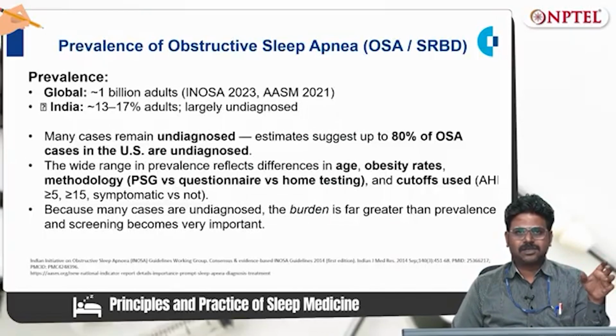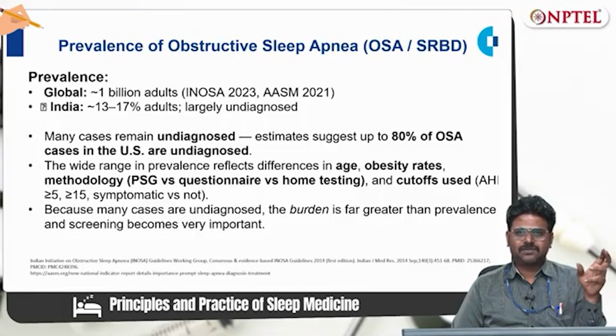The prevalence of obstructive sleep apnea is around 1 billion adults at the global level, according to INOSA 2023 and AASM 2021. In India, around 13 to 70% of adults are affected. The majority of patients are undiagnosed. Estimates suggest up to 80% of OSA cases in the US are undiagnosed.